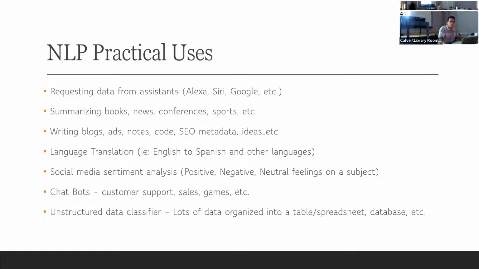So what are the practical uses of natural language processing? We already talked about these: requesting data from your assistants, so Alexa, Siri, Google, etc. Most of those are practical in the sense of, hey, I want to know what the weather is, or I want to know an event that's happening locally or something like that. But the complexity there is pretty basic.